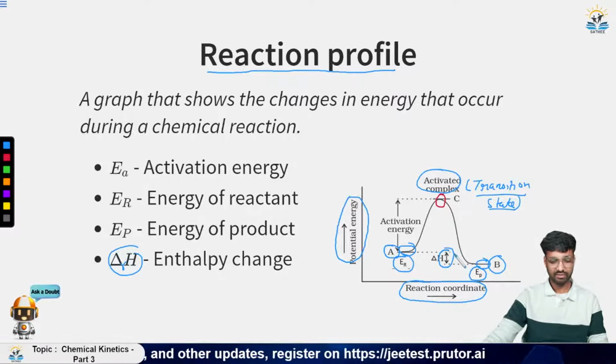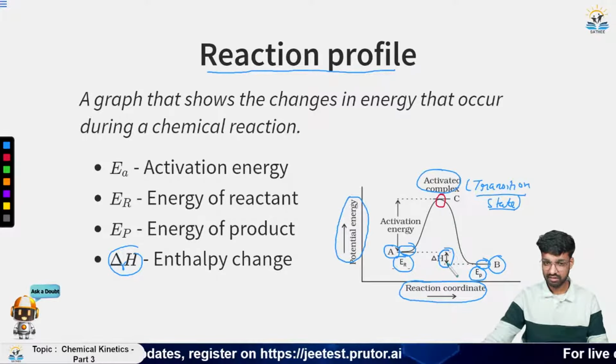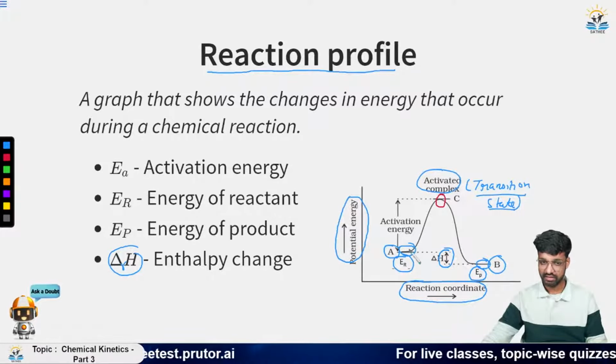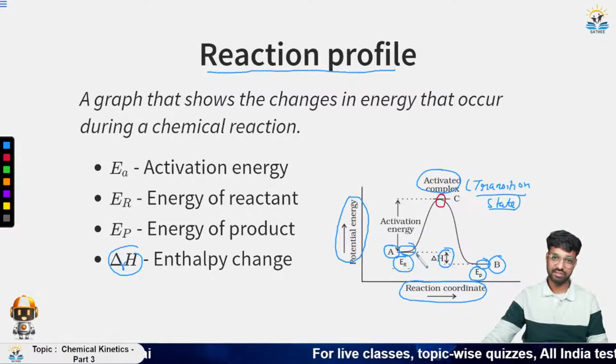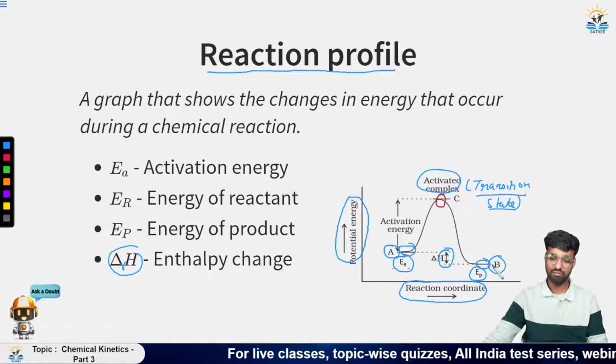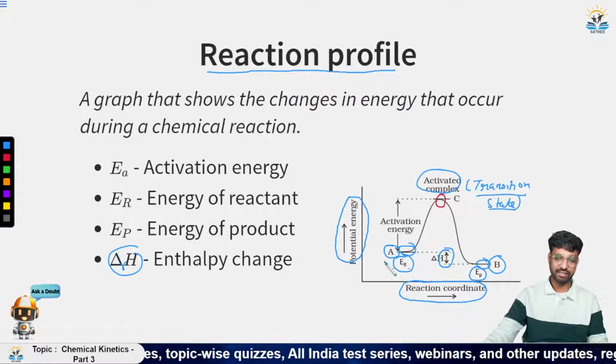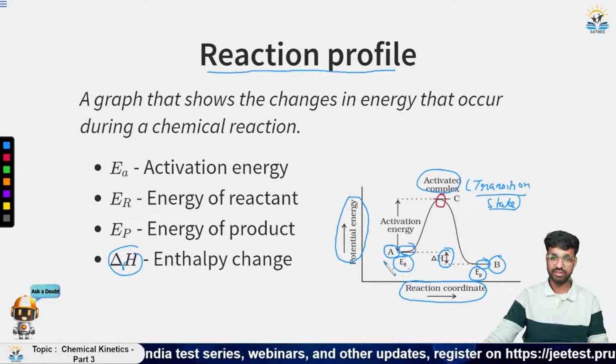Now what you can see from this enthalpy change is that since the reactant is at greater energy as compared to the product, that means we will get a delta H negative. Now we know very well that if delta H is negative, it is an exothermic reaction, that is, energy is released during the reaction.